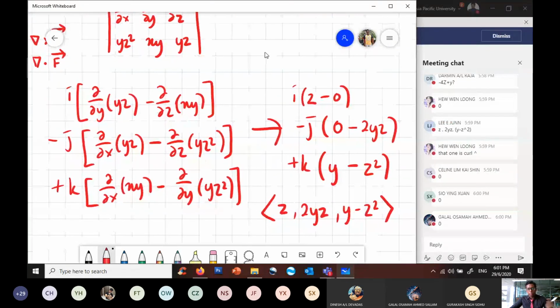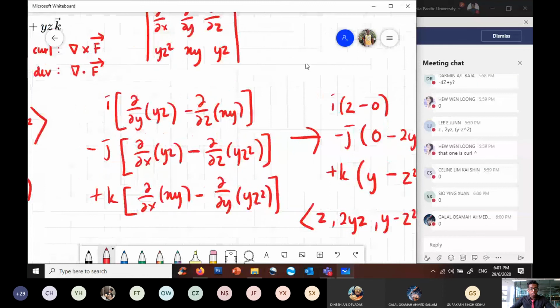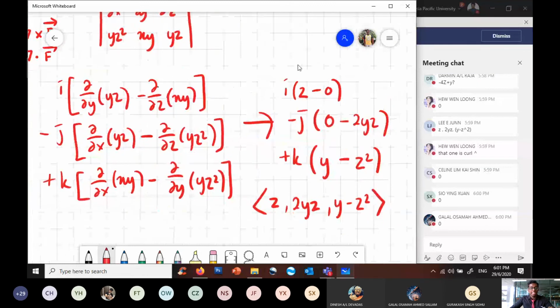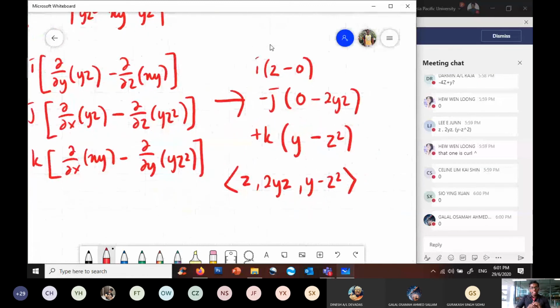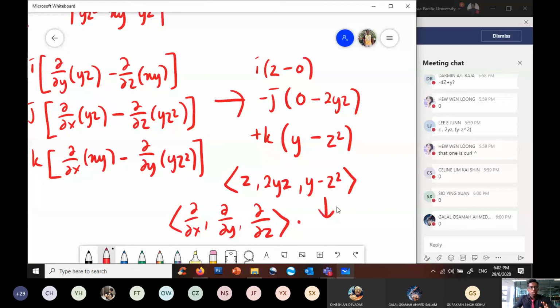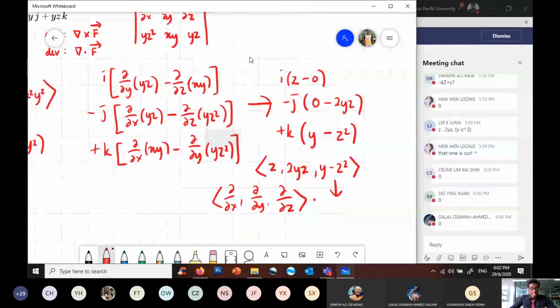Once you find the curl, you dot product with the del, I believe you will get 0. Okay, so that one you can try it out. Just take dou over dou x, dou over dou y, dou over dou z, dot product with the thing that you get up here. Hopefully you get 0.